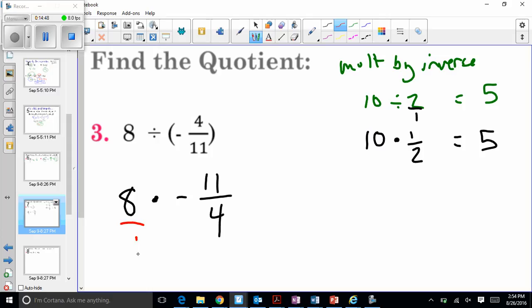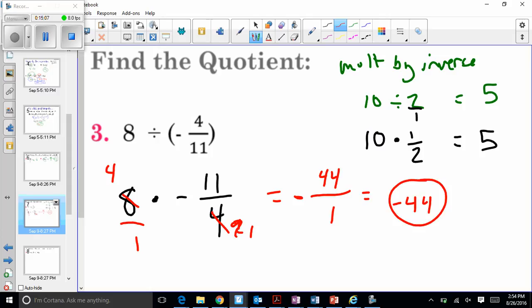Now I'll convert this. I'll divide both of these by 4 to simplify them a little bit. I'm sorry, that's a 1. Now I get 44 over 1. Now this is a negative number times a positive number, so I get negative 44 over 1, which is negative 44.